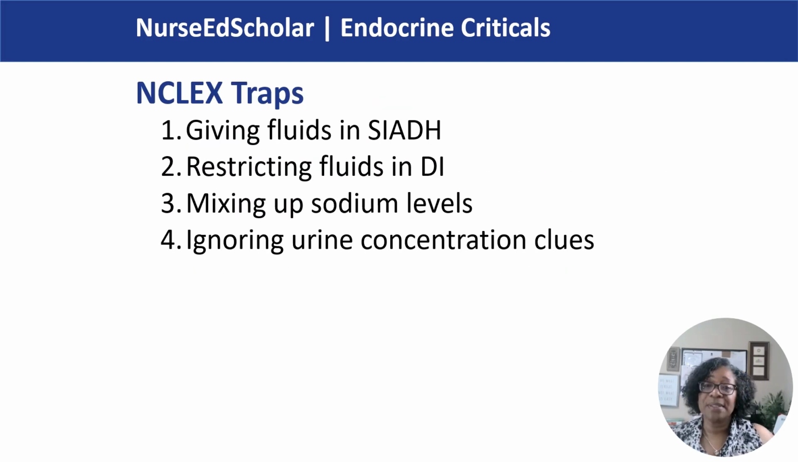Now, let's look at some traps. Traps with this: you're giving fluids to a patient that has SIADH. You're restricting fluids in a patient that has diabetes insipidus. You're mixing up the sodium levels. You can't remember which goes with which. And you're ignoring the urine concentration, because that's really giving you a clue of what's going on with your patient. The NCLEX is not going to always give you the diagnosis. They'll show you the labs. They'll tell you what the urine output is. They'll give you some symptoms. Okay. And they expect you to figure it out.